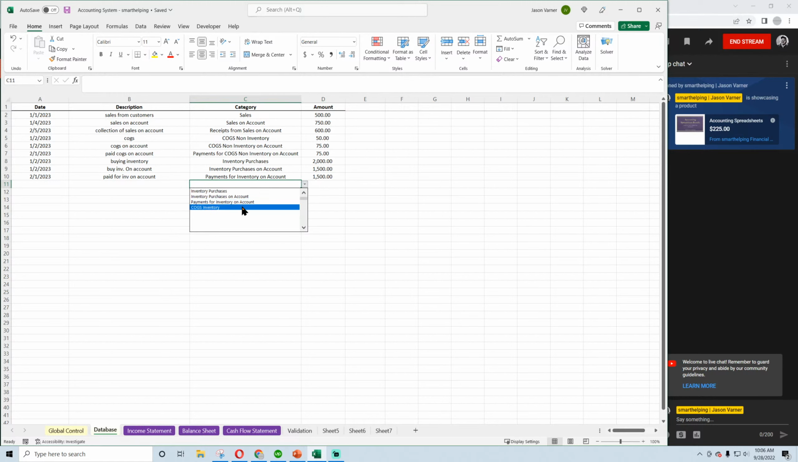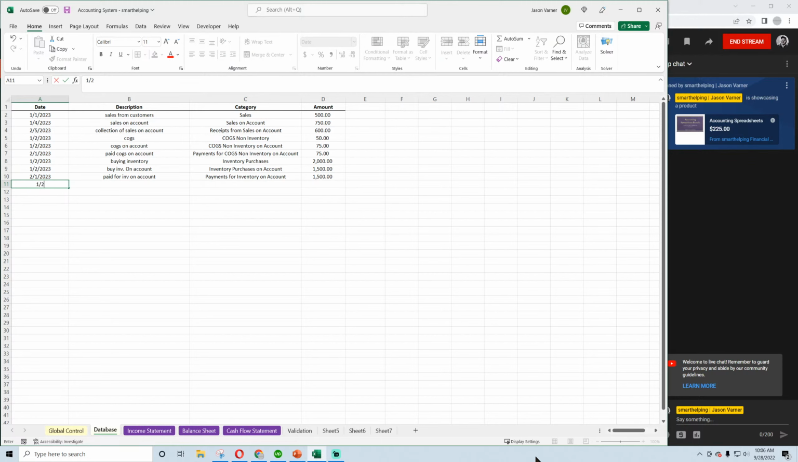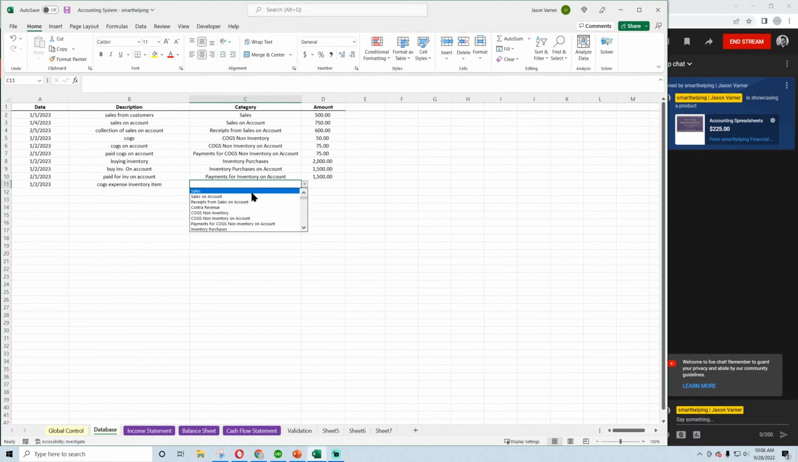Cost of goods sold. Oh, right. Okay, so this would be in January. So this would be cost of goods sold expense, inventory. So any inventory items you sold, you can put, well, let's say you sold a couple cars, you're a car dealership. Here's my entry for that, cost of goods sold. Expense, let's say 800.